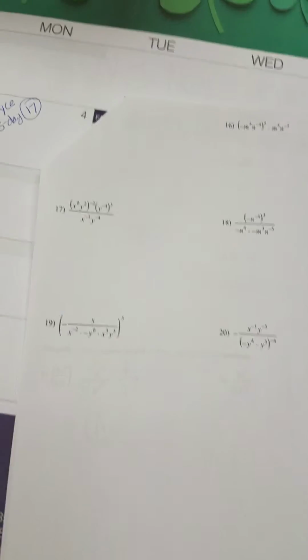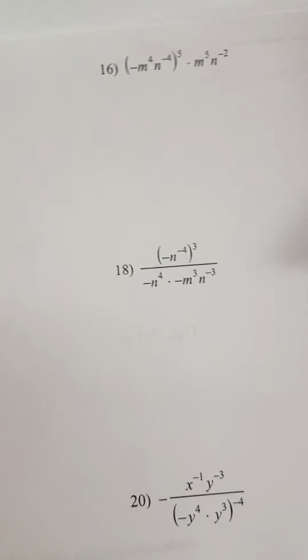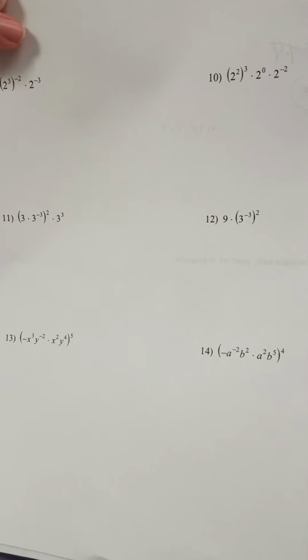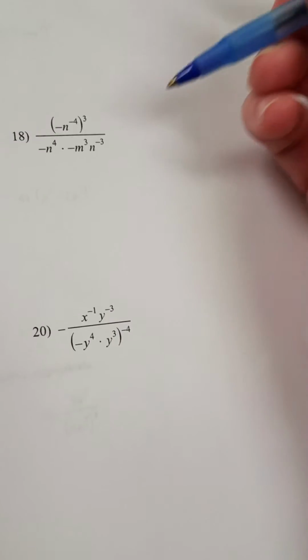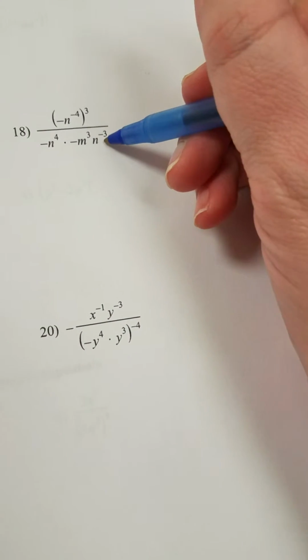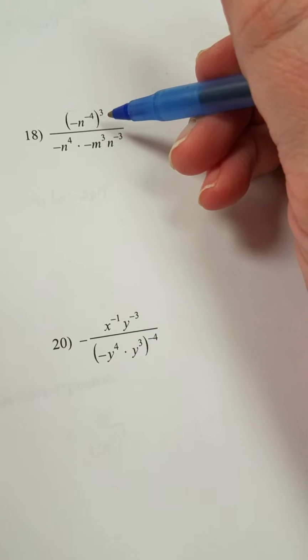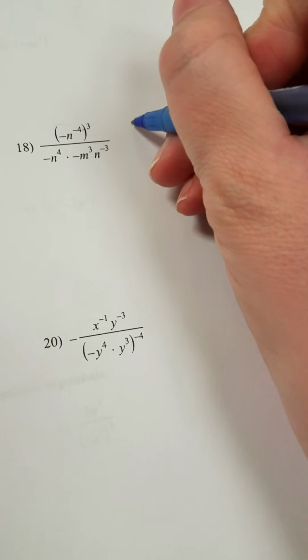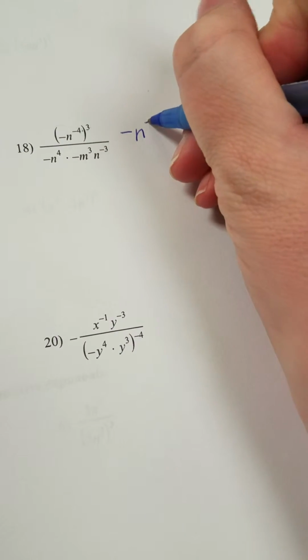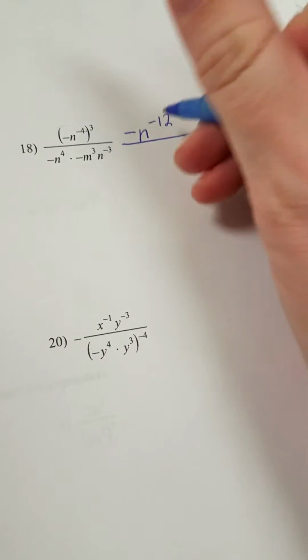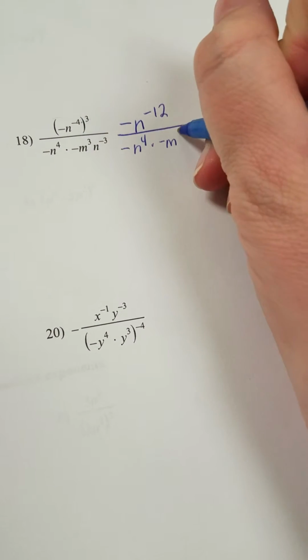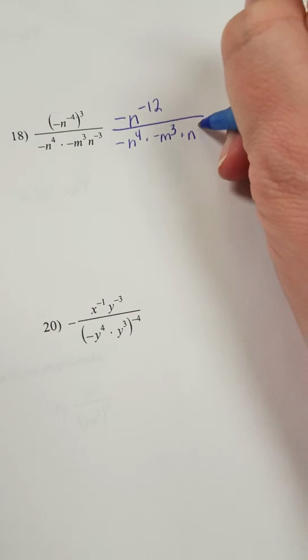Okay, and then jump to the back. I will go through one of these ones. We're going to look at 18. Okay, I'm sure you looked at some of these and you were like, what? I have no idea. You guys can do this. Use the rules. That's why we learn them. Okay, so are there any zeros? No. Are there parentheses? Yes. 4 times 3 is negative 12. So I'm going to rewrite this: negative n to the negative 12th over negative n to the 4th times negative m to the 3rd times n to the negative 3rd.